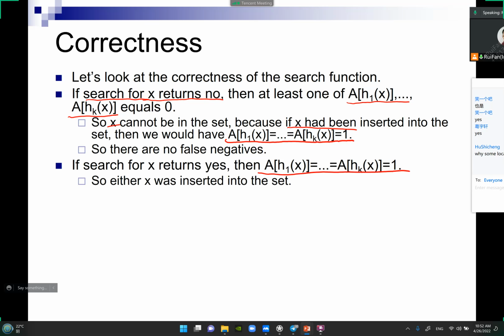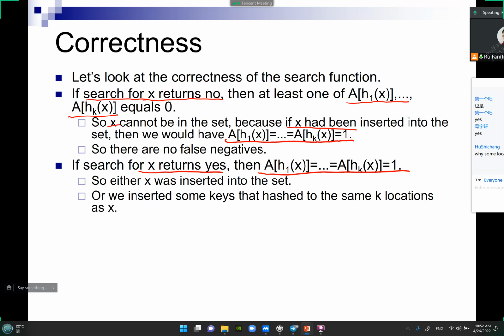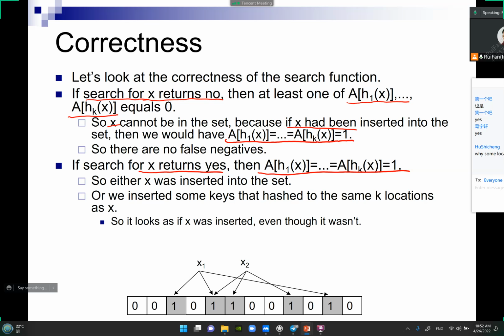Okay, so in that case, one possibility is that x was actually inserted into the set. And when you inserted x, you set all these k locations to be 1. So if the Bloom filter says x is in the set, then it's possible that x was inserted into the set. However, there's also another possibility, which is that we got a false positive.